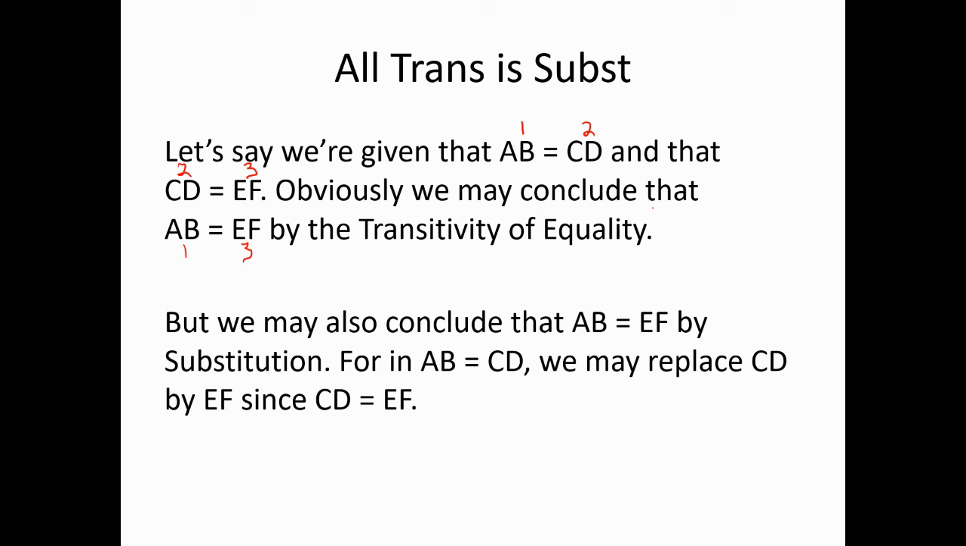So here's what we can do. Look at the equation AB is equal to CD. That's one of the given equations. And then we know that CD is equal to EF. What that means is that the CD can be replaced by the EF. And then when we do that, we end up with AB is equal to EF, the same conclusion that we had before. So we can describe this inference either as an instance of transitivity or as an instance of substitution.